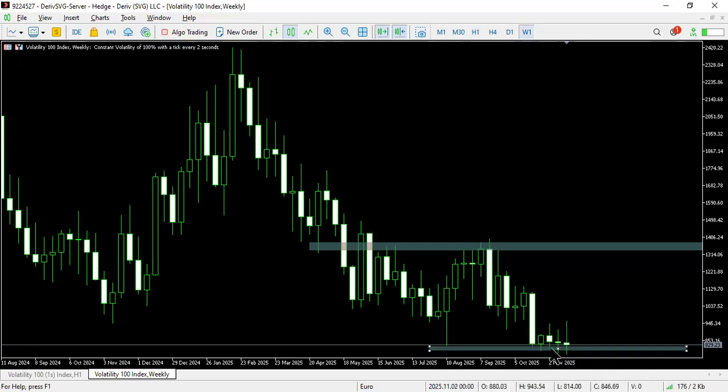So I'm gonna be with the buyers. We are going to be looking for buying opportunities until price decides to break this demand. Then we'll know it's continuing with this selling momentum. Otherwise, price is still above this demand level. So our bias is bullish.